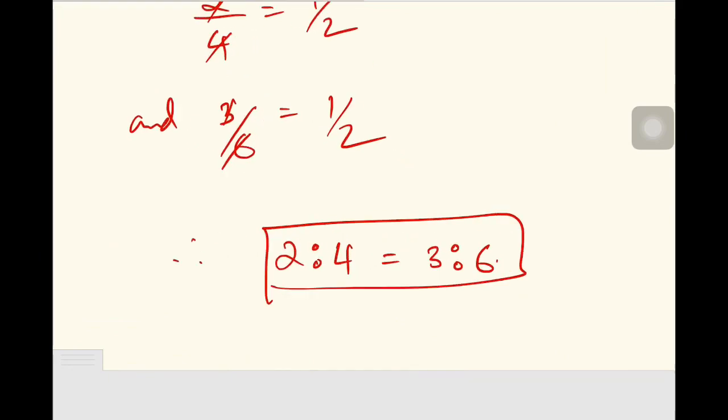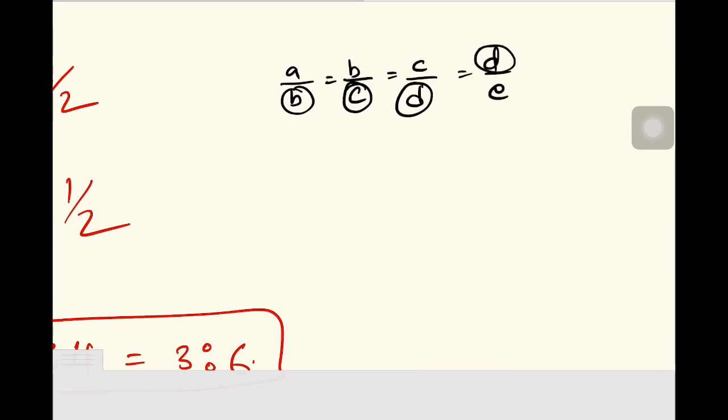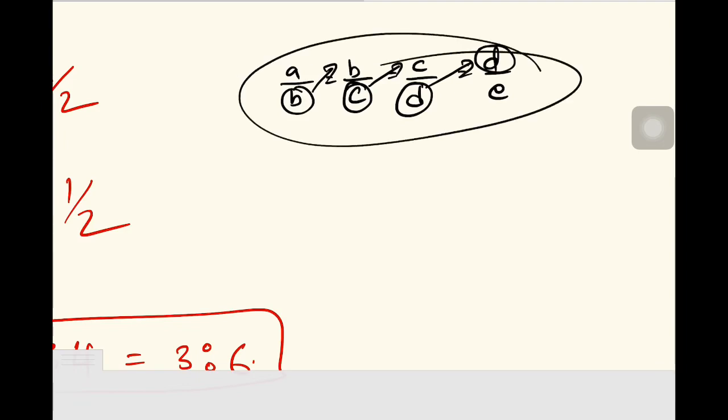Let's say A by B equals, again repeat, B by C, again repeat, C by D, again repeat, D by E. Look here, this is repeating, repeating, repeating. If you can write like this, then this proportion is called continued proportion. Whereas the normal one would look like this: A, B, C, D, E, F, no repetition.